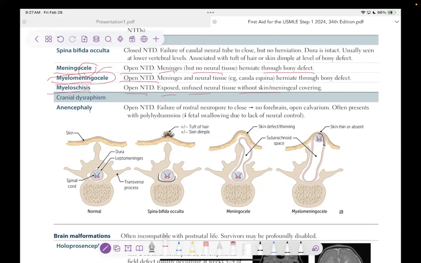So we already know that whenever we see cele, there is a sac. Whenever we say schisis, there is no sac. Gastroschisis means that intestines are out without any sac. Whenever we say omphalocele, it means that the intestines are inside the sac.